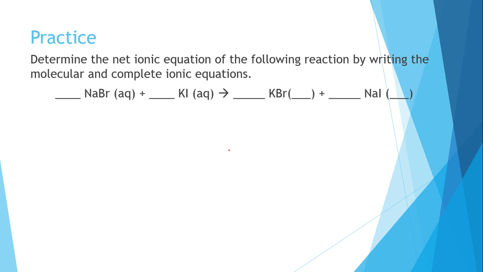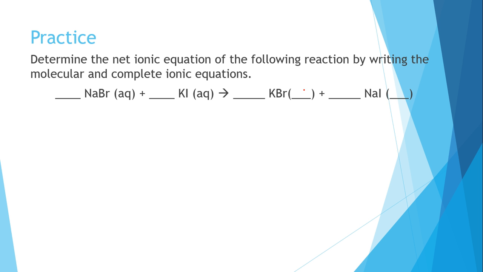So let's go through 2 practice problems, and I will have you do the other 2 for homework. The first thing, it says determine the net ionic equation of the following reaction by writing the molecular and complete ionic equations. Here is the molecular equation kind of written, so we just have to finish it out. Generally on your homework, I will give you the 2 reactants. You will have to split it apart into its ions to tell me what the products are going to be, like we did on our homework. Luckily, I've already done it here. When sodium bromide and potassium iodide are mixed, it will form potassium bromide and sodium iodide.